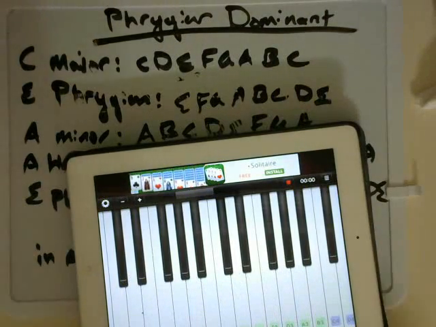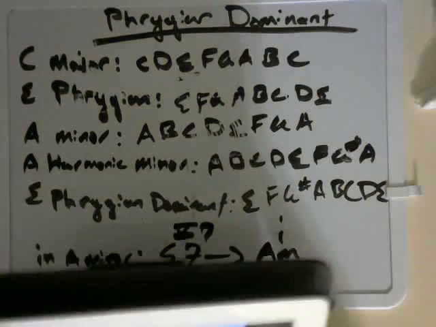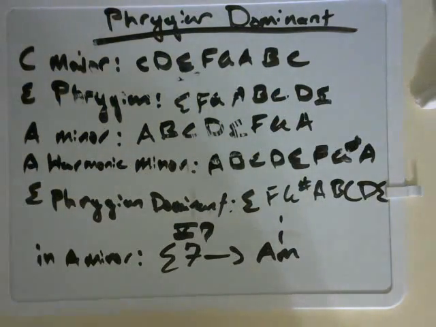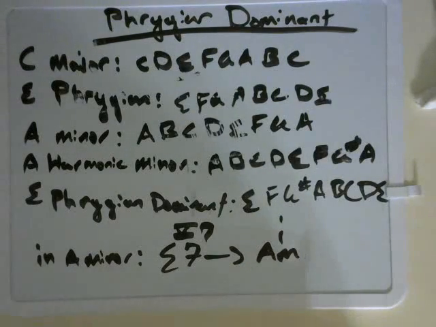Okay, yeah, this is used a lot in metal as well. It's a very dark sounding, kind of cool mode there, and the best time to use it is, let's say you have a chord progression. Let's say we're in A minor. So we play E7, which in A minor is the V7 or the dominant 7. That's where we get Phrygian dominant, and the Phrygian's the E part.